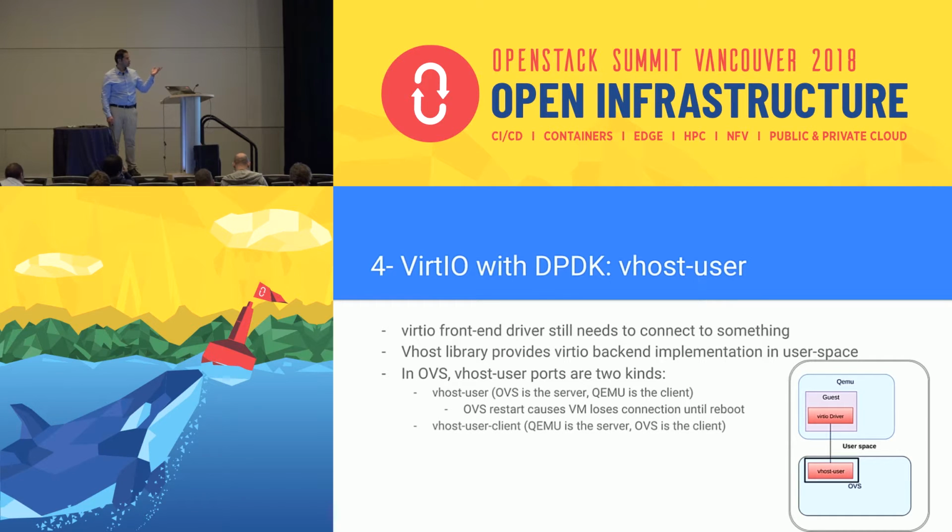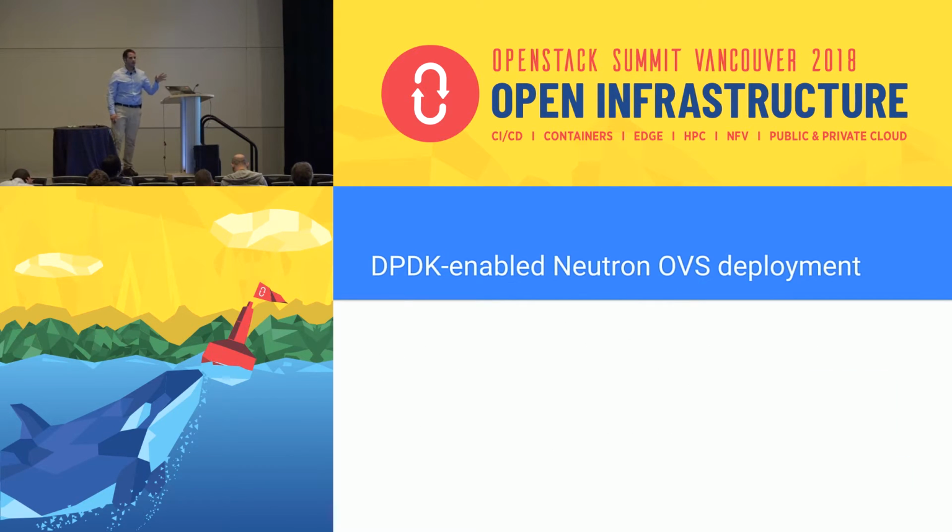So that's where the vhost-user client kind of port exists. It does the other way around. Your QEMU will act as a server, and your OVS will act as a client for it. This requires QEMU 2.7+. So if you have an up-to-date deployment of QEMU, you should be fine from a vhost-user client perspective. Based on those concepts, let's look at the last thing here, which is a DPDK-enabled Neutron OVS deployment.